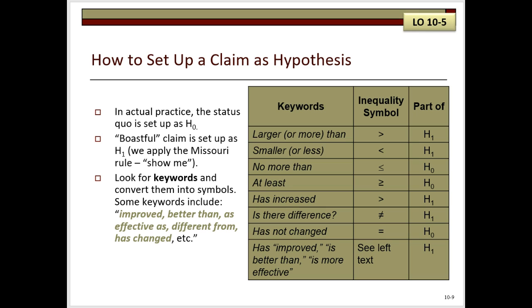In problem solving, we might want to look for keywords and convert them into symbols. Some keywords include improved, better than, as effective as, different from, has changed, etc. The table on this slide lists many of the commonly used key phrases in hypothesis testing and how they are expressed in symbols, as well as to which part of the hypothesis they belong.